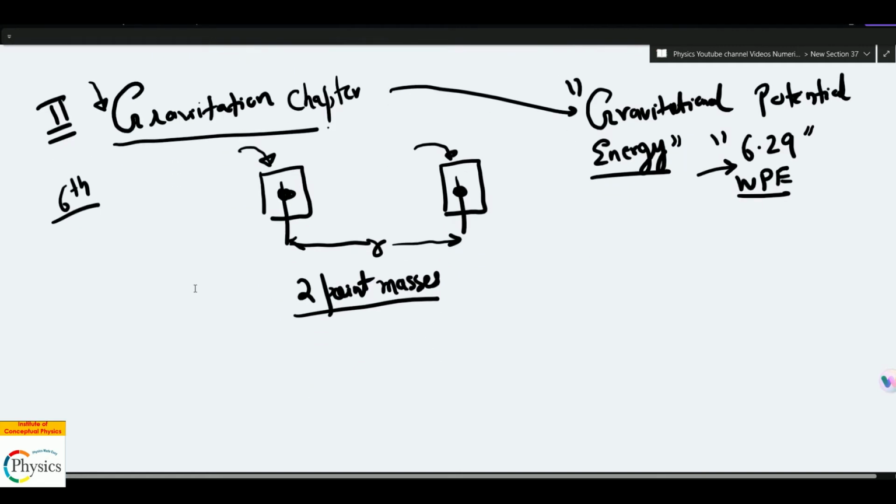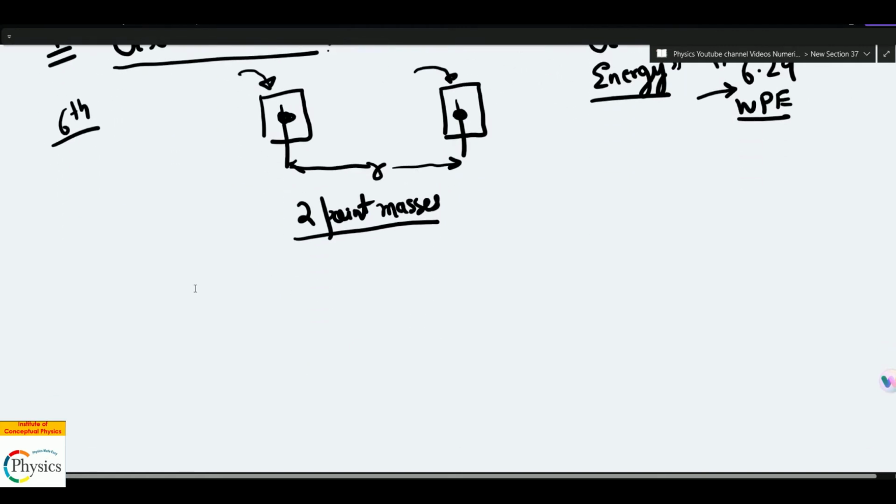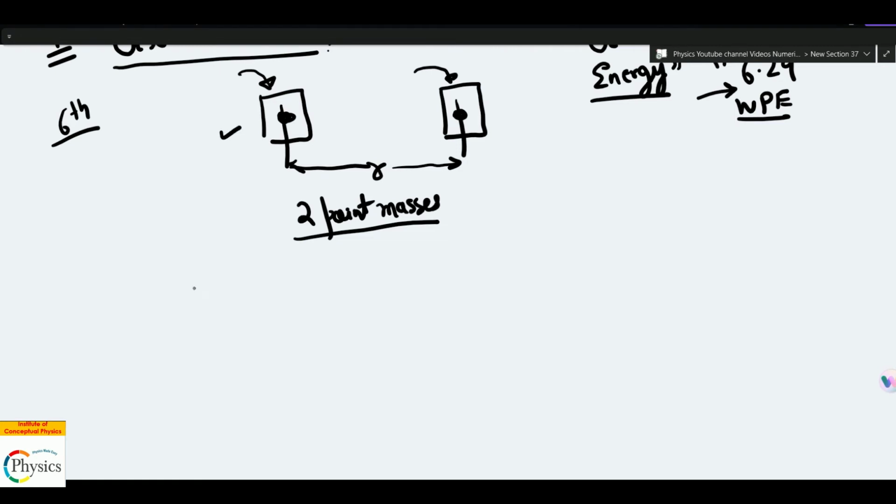Now let me tell you what gravitational potential energy is. I will not get into detail, but let me just tell you, if you have two point masses, you can have n number of masses.